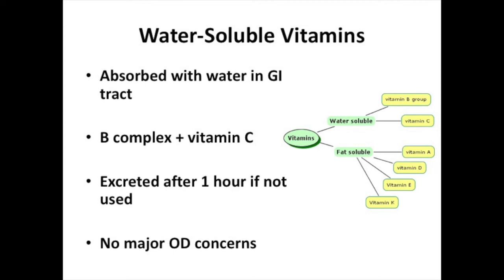These are going to include our vitamin B group. That's a pretty big group. They usually have numbers, B12, B6, very large group, as well as vitamin C. So you may hear it referred to as the B complex. You can buy vitamins over the counter that are advertised as the B complex. Now, because these are water soluble, we do not store these in our body, and you typically excrete them in your urine after about an hour if your body doesn't use them.